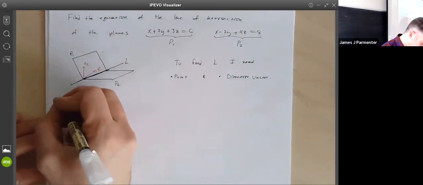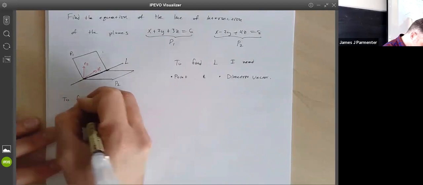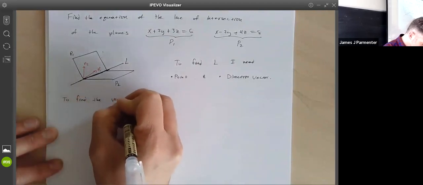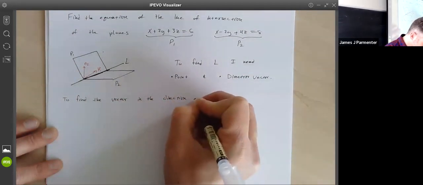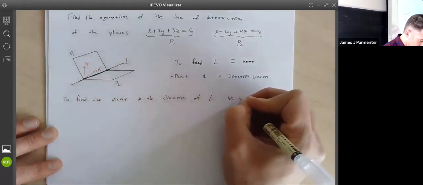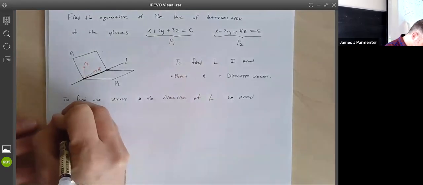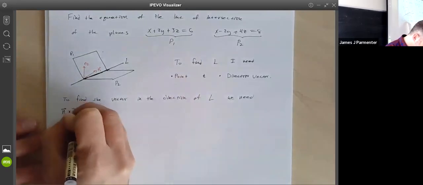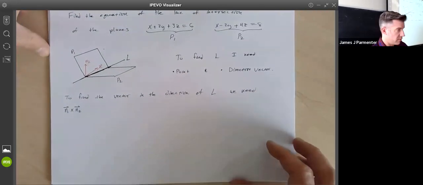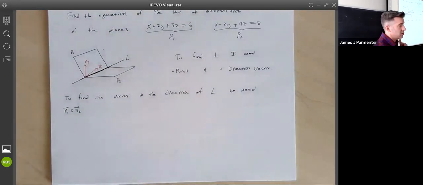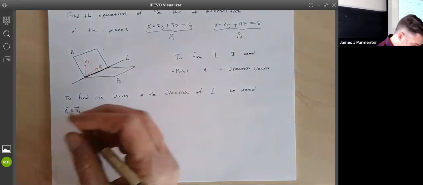If I have 2 vectors perpendicular to it, I'm going to take their cross product. So to find the vector in the direction of the line L, all we need is N1 cross N2. Always works. If you have 2 planes that intersect, you can just cross product their normal vectors and you'll get a vector that is in the direction of the line where they intersect.